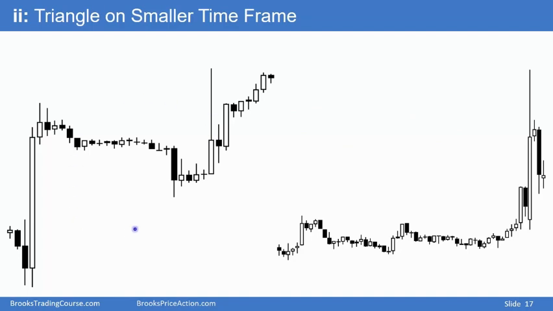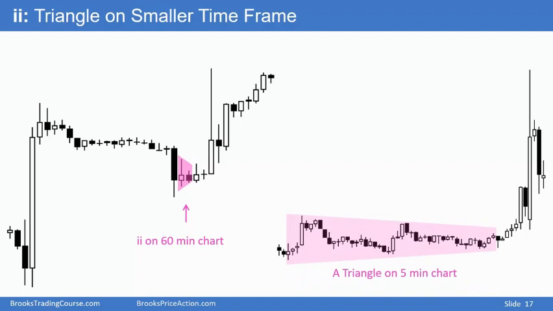Let's say this is a 60-minute chart. And we have an II pattern over here. I said II patterns are triangles on smaller time frame charts. Not always, but probably 90% of the time, if you look at a smaller time frame chart, you'll see a triangle. So here's a 5-minute chart.